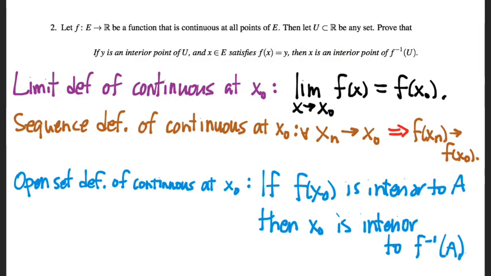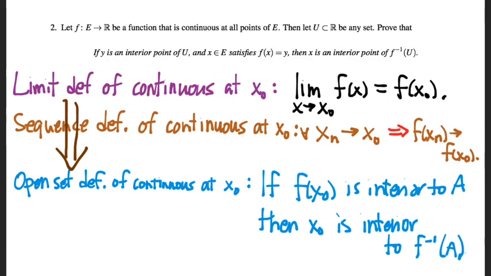For you on the back side of the page is to prove just one step in that equivalence, and it's the step that if we have a function that's continuous at all points of E, and U is any set, then prove that our function satisfies this open set definition of continuity. So I guess what I'm asking you to write a proof for is to show that the limit definition of continuous implies the open set definition of continuous.